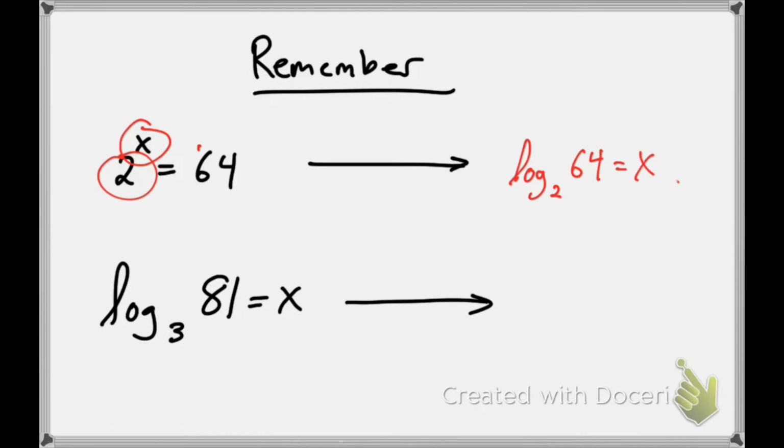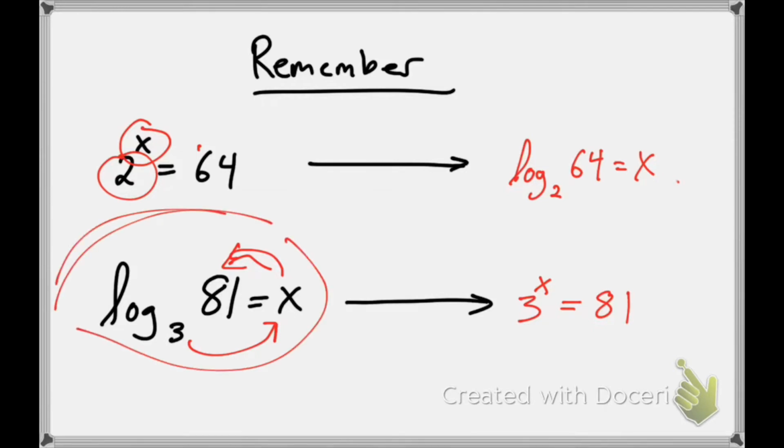Now to convert from logarithmic form to exponential form, this is where I recycle. So recycle and get 3 raised to the power of x equals 81. So today what we're looking at is how to actually evaluate these logarithms. For example, what does x have to be here to solve this logarithm?